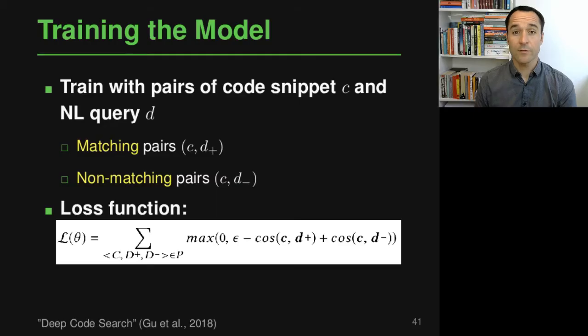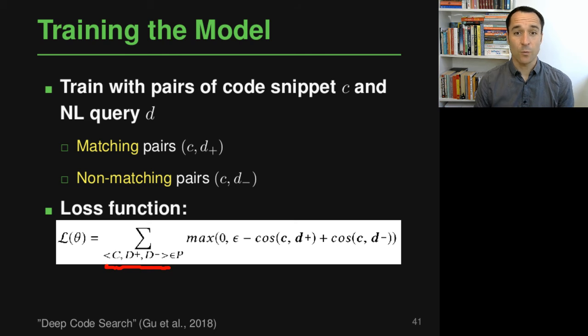So let's now have a look at how this model is actually trained. The idea for training the model is that the approach looks at triples of a code snippet, a matching natural language description or query that describes what this code snippet is about, and a non-matching description that describes something else but not what is really in the code. So we have these triples of the code C, the matching description D plus, and the non-matching description D minus.